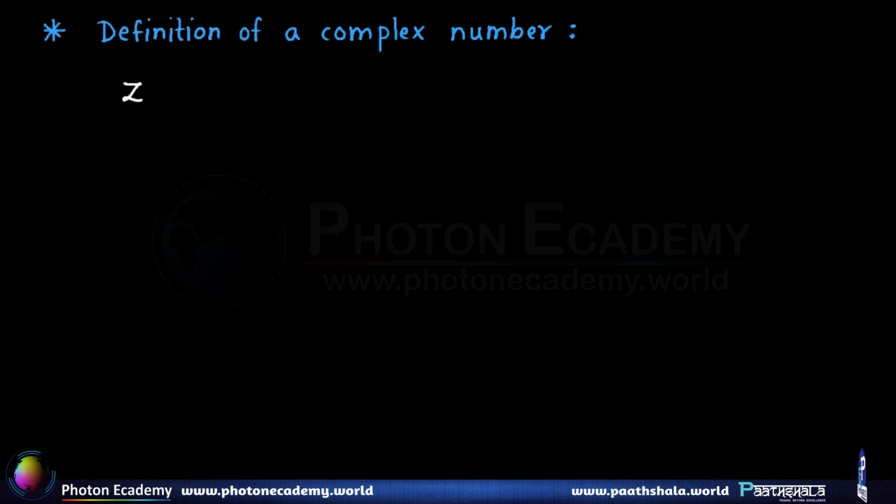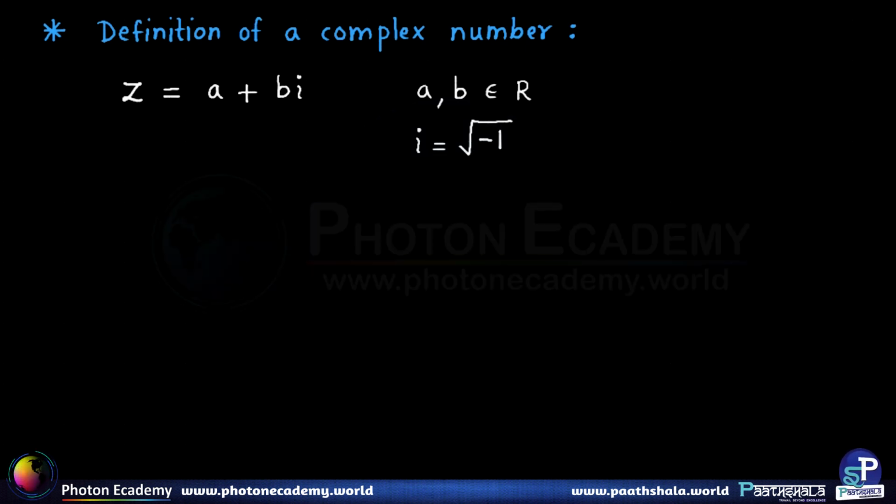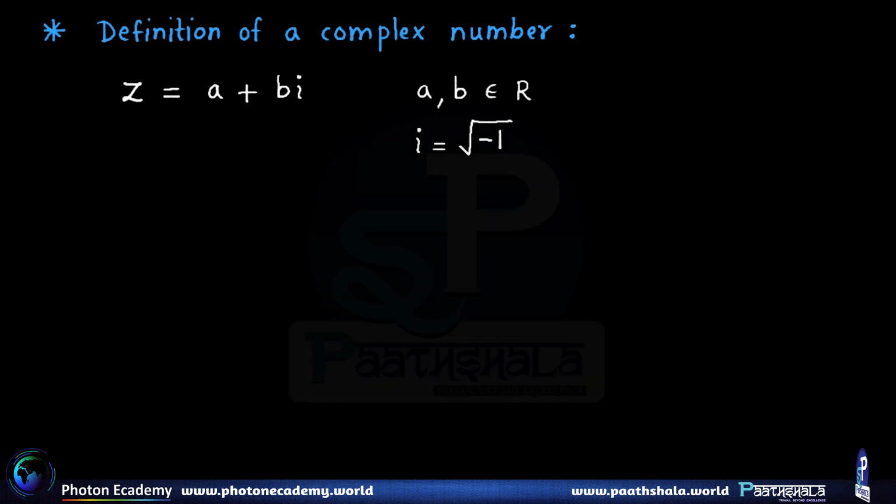A complex number, typically it's denoted by the letter z. It's a number of the form a plus b into i, where a and b are real numbers and i is defined as the square root of -1. This is what is called the imaginary unit, as we have seen in the previous example where x square was equal to -1 and we were not able to solve it in real numbers. So this is where we specifically define the number i as the square root of -1.